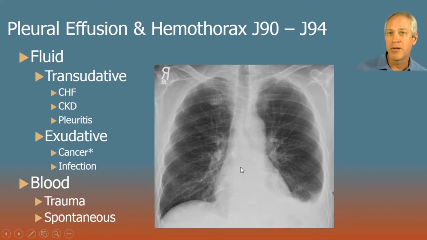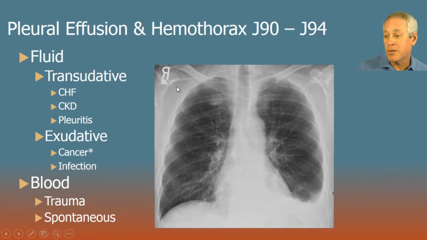Whereas exudative is more of an active cellular secretion of fluids into the pleural space. So there's usually a high protein, often cells themselves, and you'll see this in cancer and infections of the lung, of the chest wall, or of the pleura itself. So transudative and exudative, that's where you'll see those terms.